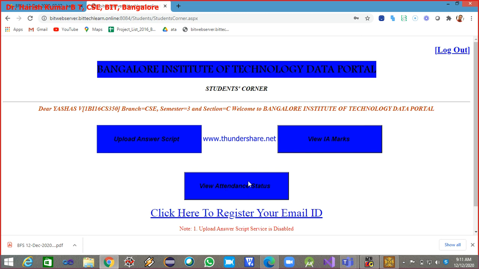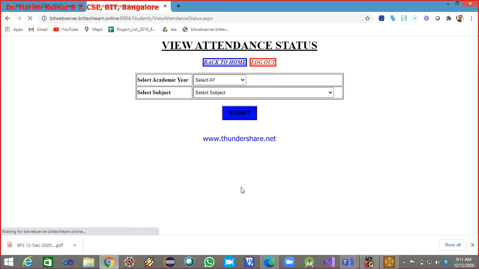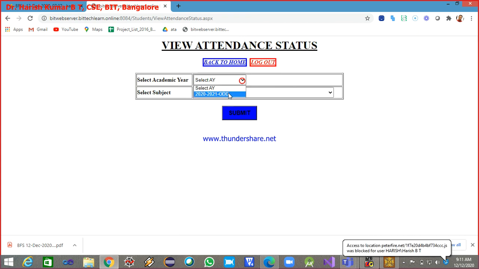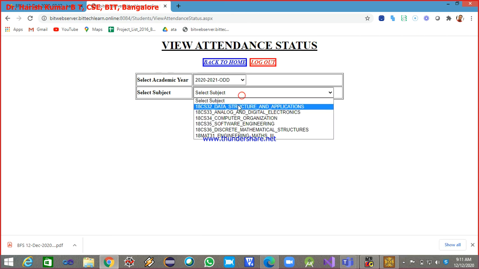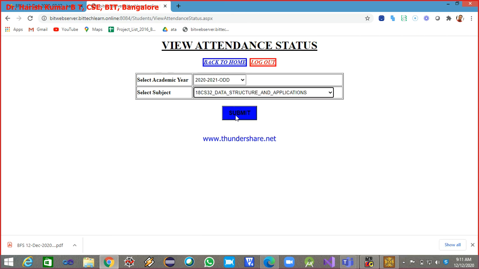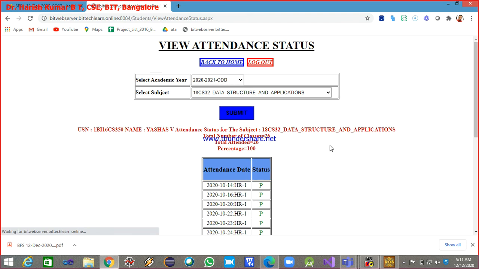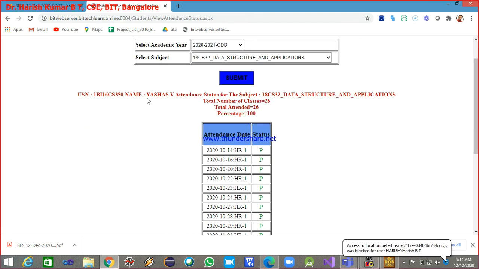So all of you know how to view your IA marks. Now you can also view the attendance status. Just click on view attendance status. You have to select the academic year, the current academic year, and the subject. I have marked the attendance, so it's not there from the beginning. Once you click submit, you have to wait nearly 5 to 8 seconds, or 10 seconds maximum. Okay, you'll get it.